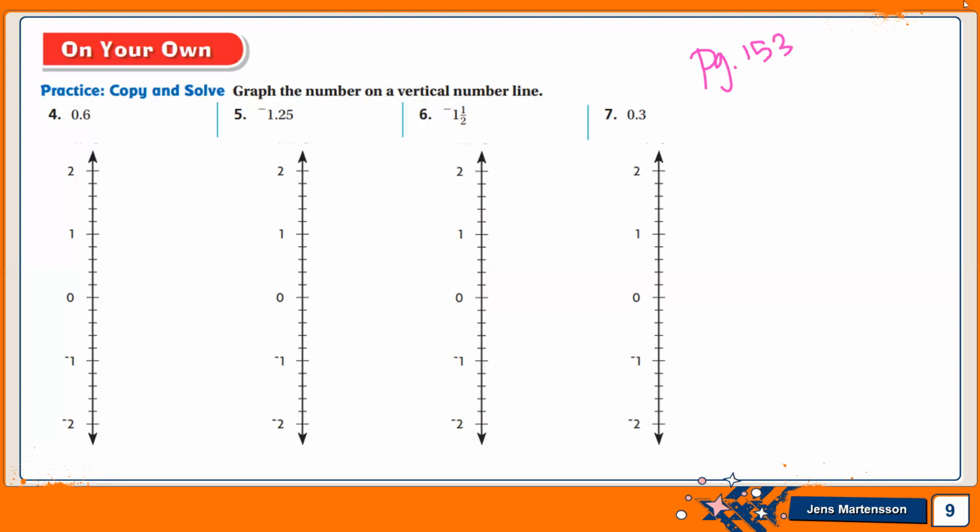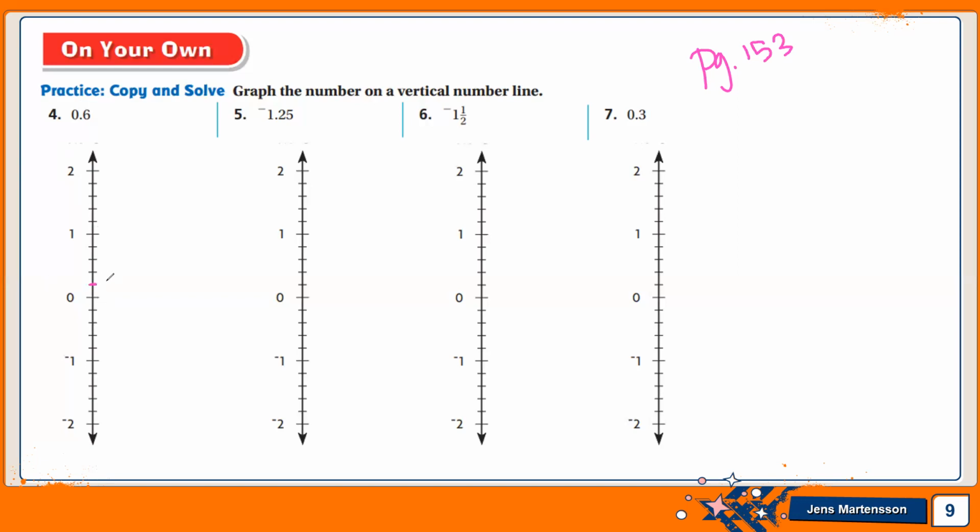Yes, Jana. 0.6. Where is 0.6 here? First of all, it is positive. Is it between 0 and 1, or between 1 and 2? Between 0 and 1. Bravo.